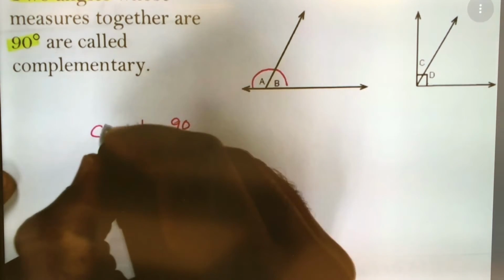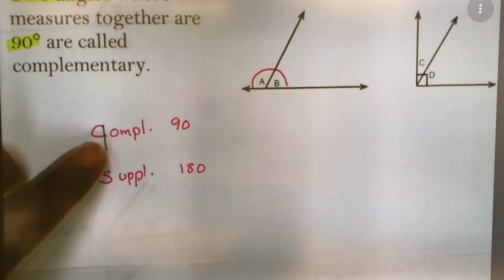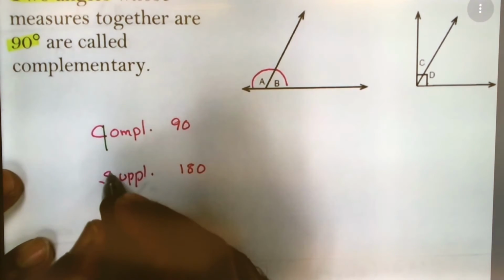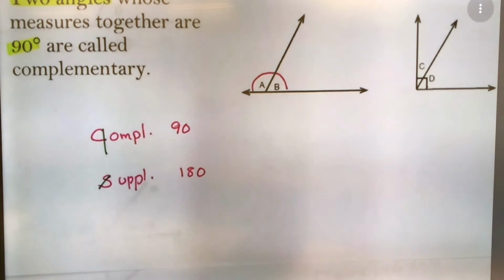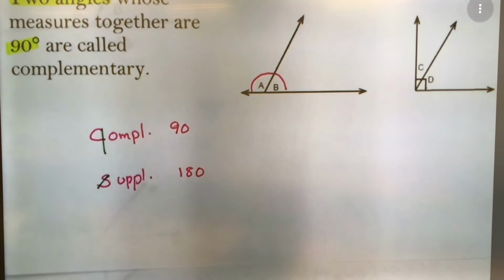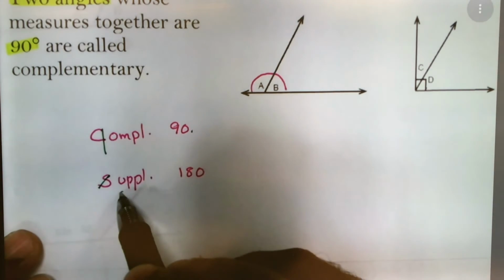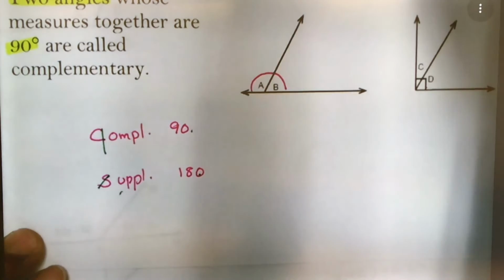Look here, C: when you draw a line, C becomes a 90, so complementary means 90. I can draw a line like this, so it becomes an S, so supplementary is 180. So complementary is two angles that add up to 90. Supplementary means two angles that add up to 180.